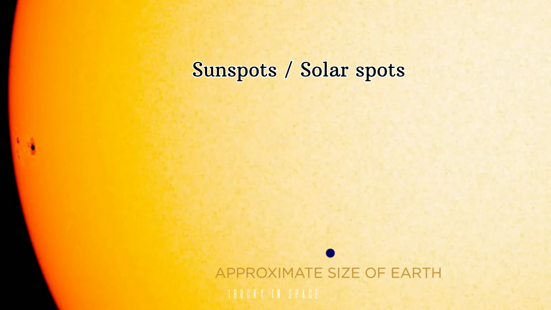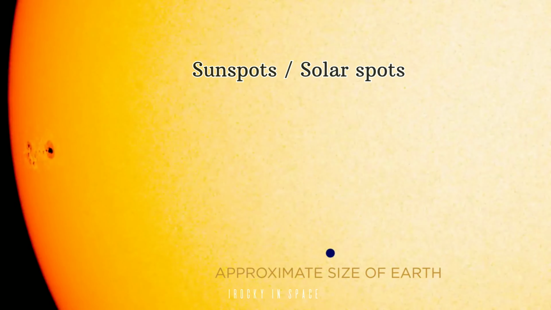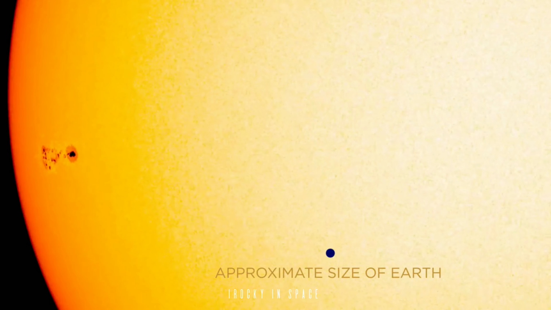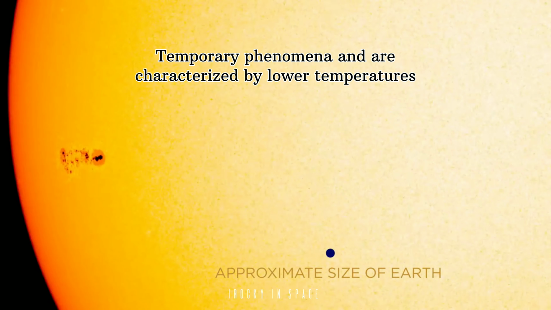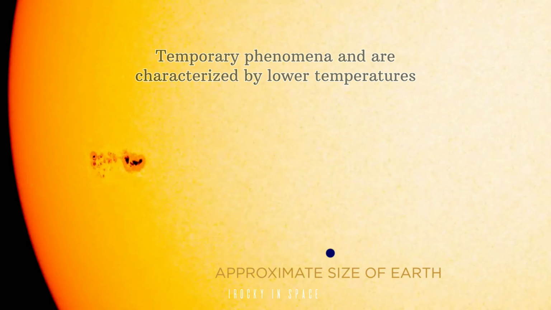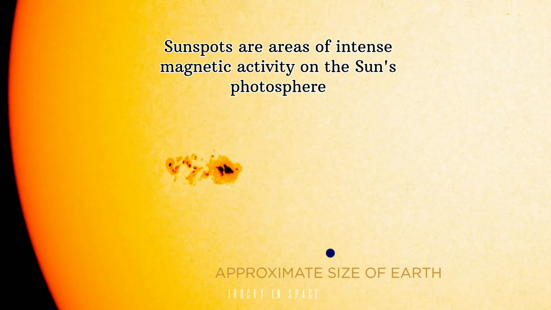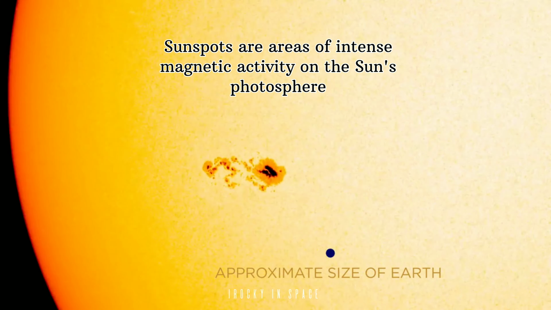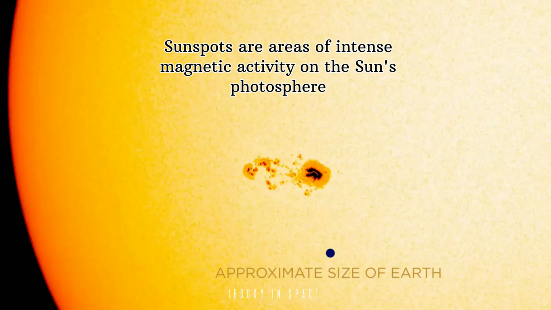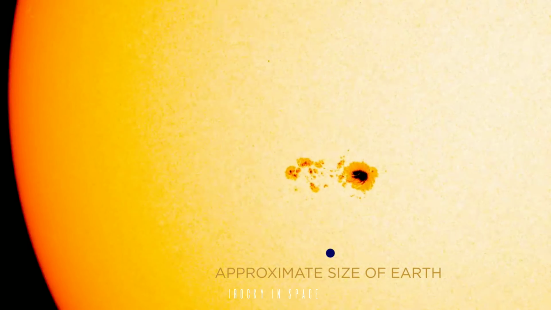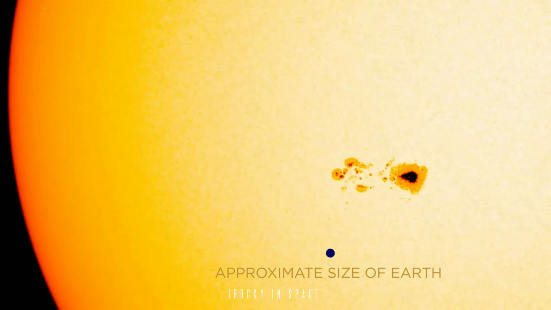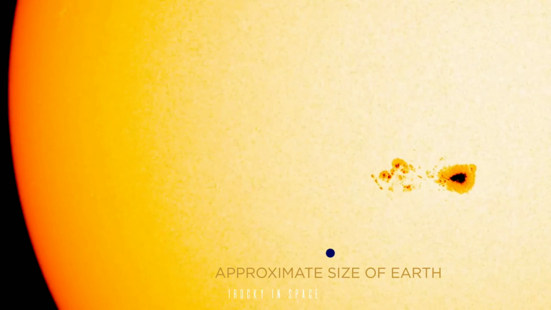Sunspots, also known as solar spots, are dark regions that appear on the surface of the Sun. They are temporary phenomena and are characterized by lower temperatures compared to the surrounding areas. Sunspots are areas of intense magnetic activity on the Sun's photosphere, which is the visible surface of the Sun. This shows one sunspot compared to the size of Earth.